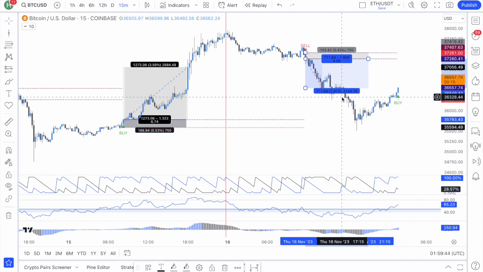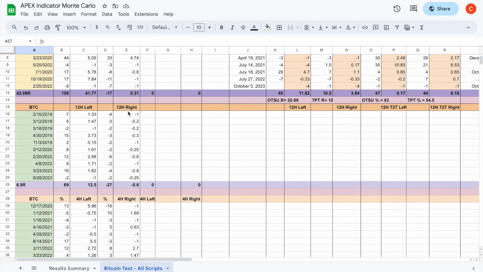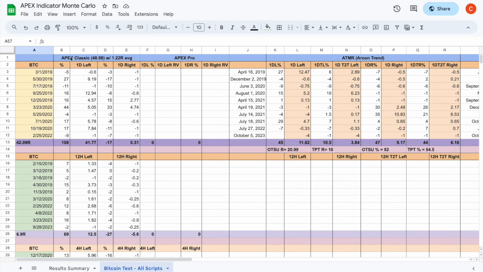And then just share the data afterwards. The pricing for this was $740, and that pricing is based off of the 1 day trading average. Okay, and I can look at that here. This was the spreadsheet, and so here you go. Here's your Apex Classic. It gave us 48.9R for the 1 day. And then on the 12 hour, it gave us some more. So with this, it gave us 108% at basically 42R for the 1 day, with an extra 0.31.